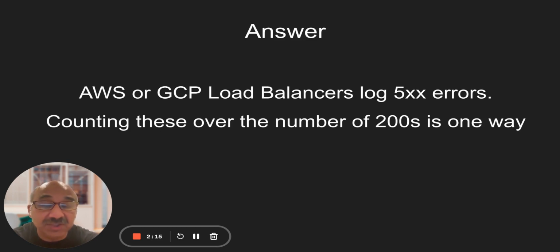Generally speaking, in production, you want somewhere around four nines. So you want your availability to be 99.99%. But because AWS and GCP and Azure all give you load balancers that give you logs for all the requests that come through and the responses, it's an easy way to find out how available your service is, and that would be one of your SLIs.